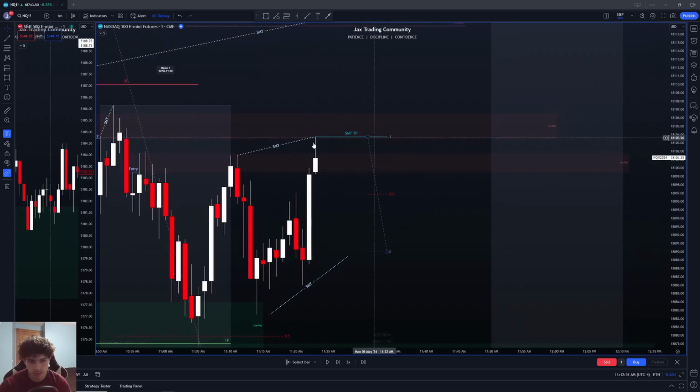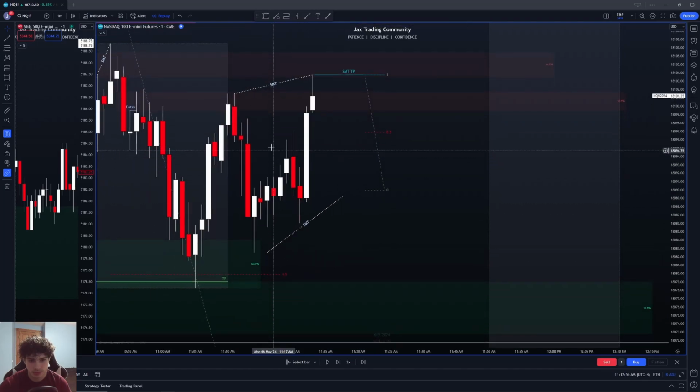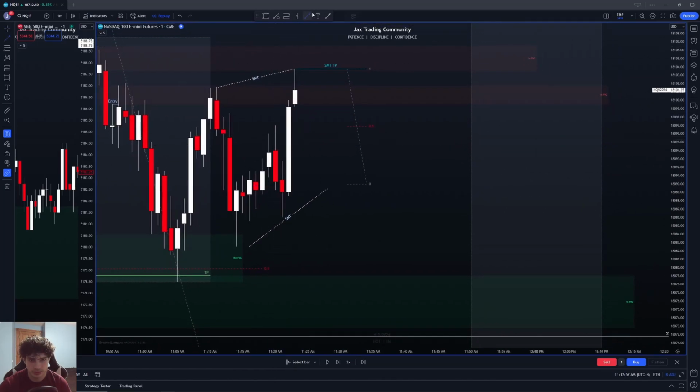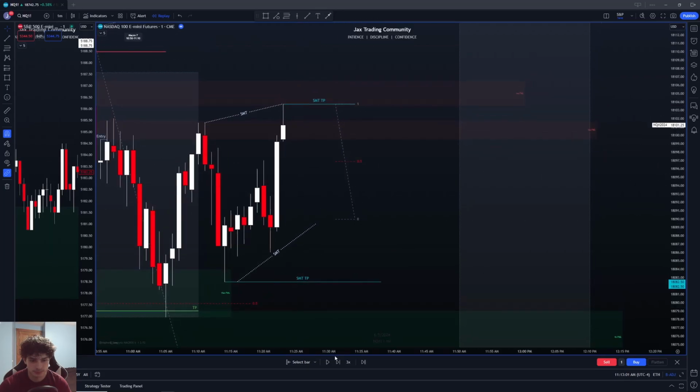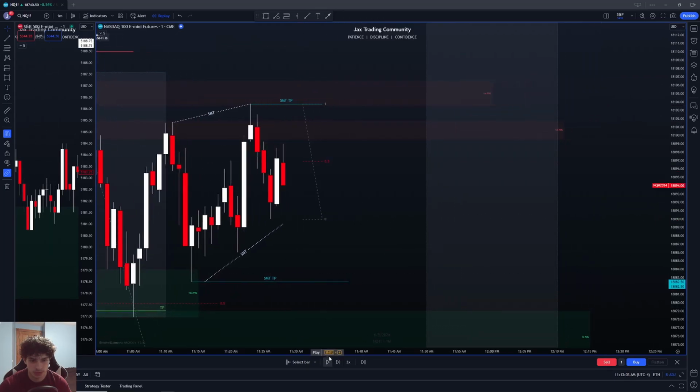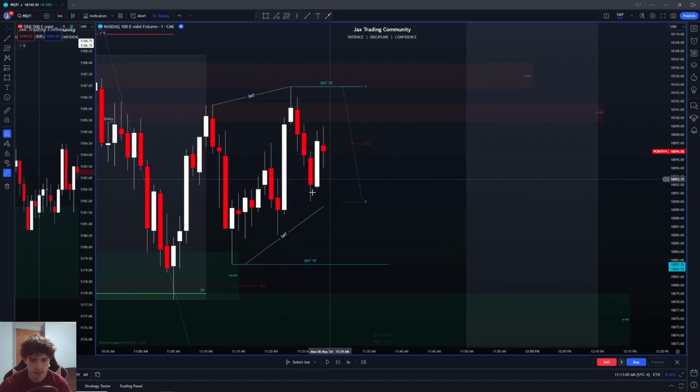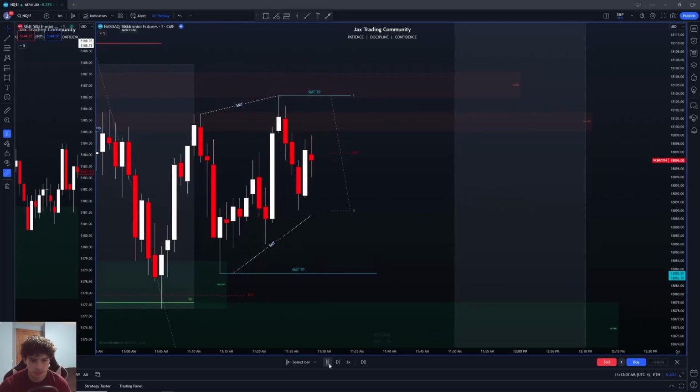Now, this would be a protected high, but it also is an SMT TP for this SMT. And then you'd have another SMT TP down for this right here. So I would not really take a trade in here because there's double SMT. So I would just wait it out.